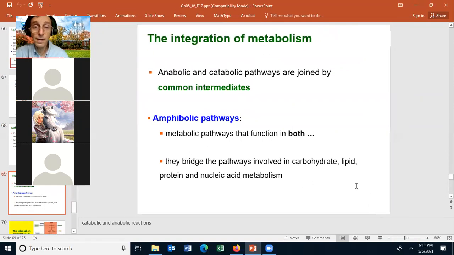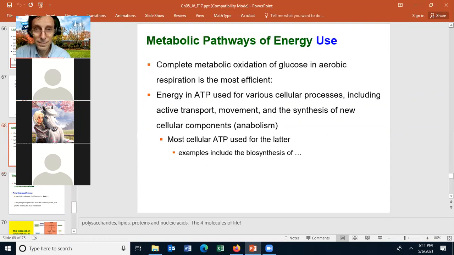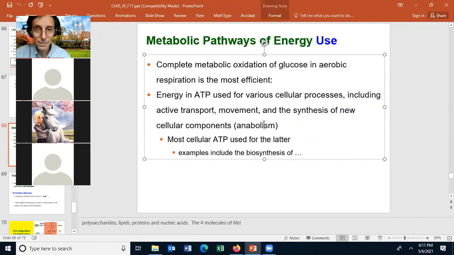Let me mention that you don't have to use catabolic, did I say that right? I did not say that right. The breaking down of glucose and our other food molecules, that is catabolism.